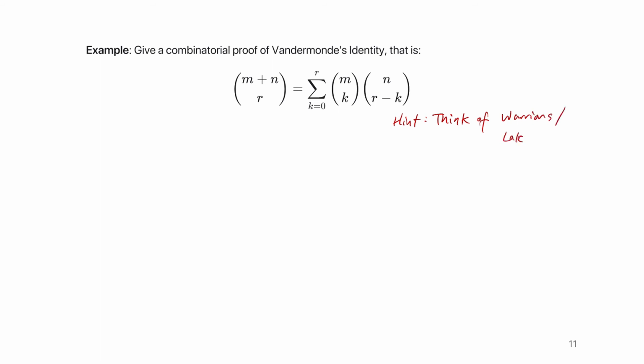The hint I'll give you is to think of the Warriors-Lakers example of choosing basketball fans from a group of m Warriors fans and n Lakers fans. Okay, so I'll give you a couple minutes. I really want you to discuss this with the people near you, and then we'll come back together and take it up.